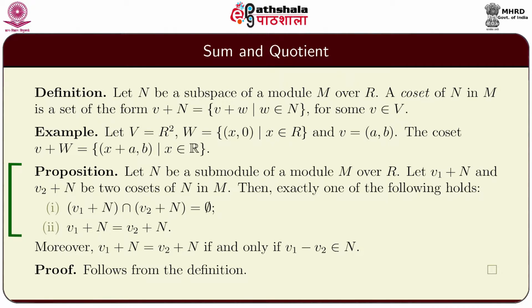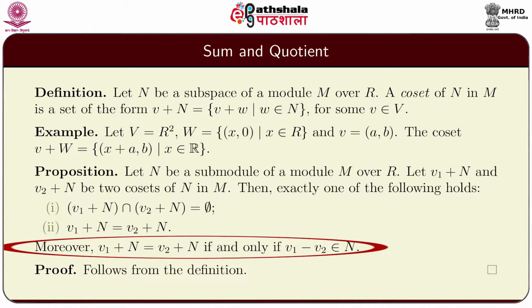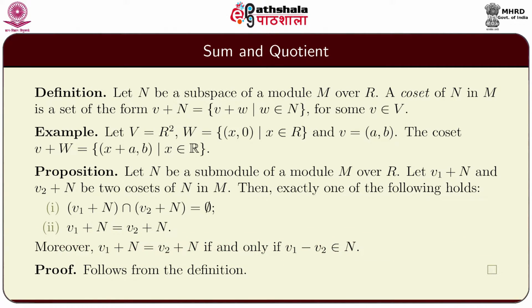A proposition: let N be a submodule of a module M over R. Let v1 plus N and v2 plus N be two cosets of N in M, then exactly one of the following holds, that is v1 plus N intersection v2 plus N is the empty set, or v1 plus N is equal to v2 plus N. Moreover, v1 plus N is equal to v2 plus N if and only if v1 minus v2 belongs to N. You can see that this is exactly the same as that for vector spaces, and it is an easy verification which follows from the definition.